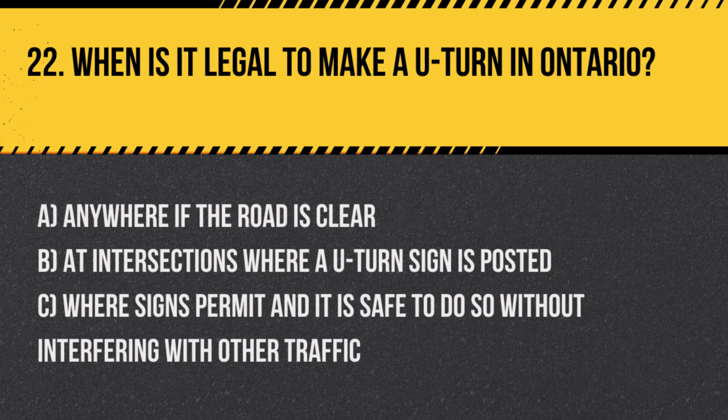Question 22. When is it legal to make a U-turn in Ontario? A. Anywhere if the road is clear. B. At intersections where a U-turn sign is posted. C. Where signs permit and it is safe to do so without interfering with other traffic.